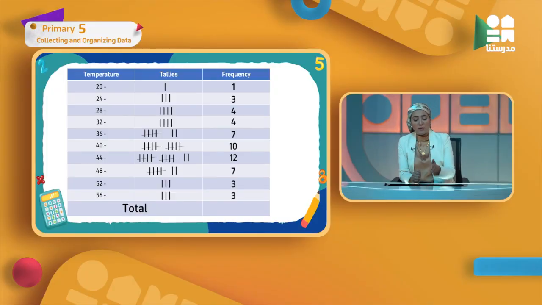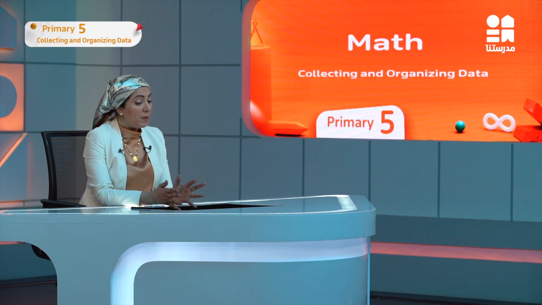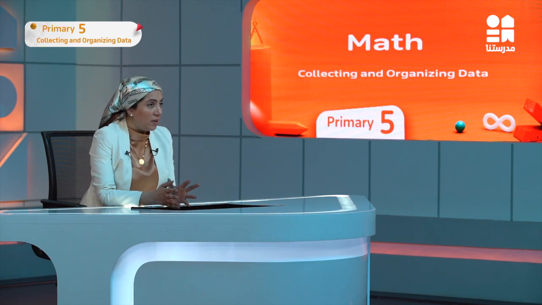So when we add these frequencies to each other, the total is 54. If it is not 54, then I have some missing data, or if it is more, then I counted something more than what was there, so I have to go back to my table and check what happened or what I did wrong.